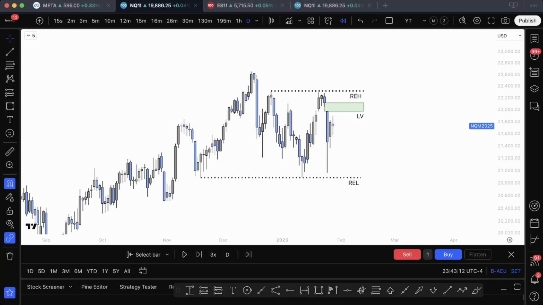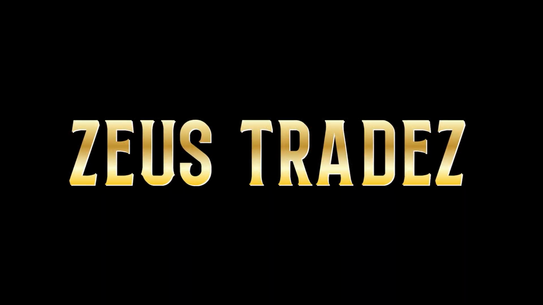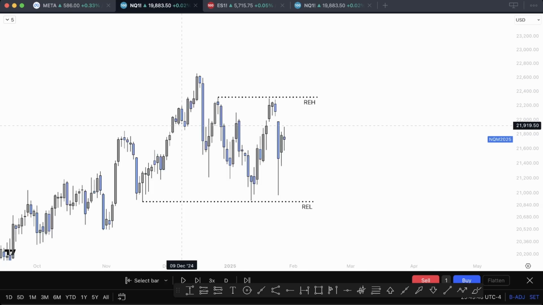Are you tired of losing easy setups because you're targeting the wrong liquidity target? Well, in today's video, you're going to learn how to identify what are the strongest forms of liquidity and trade them. The first form of drawn liquidity we're going to look at today is relative equal highs.